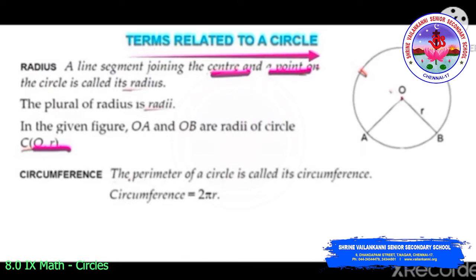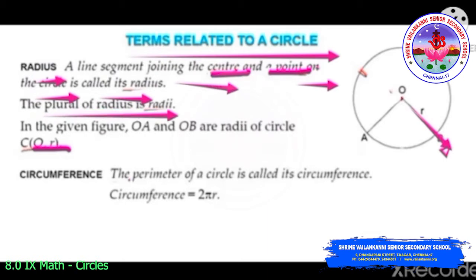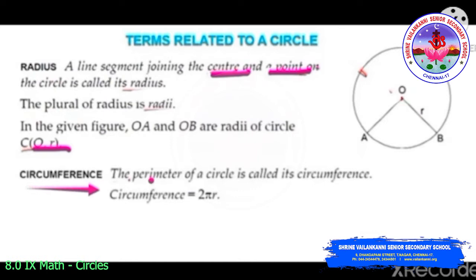Terms related to a circle. Radius: a line segment joining the center and a point on the circle is called its radius. The plural of radius is radii. In the given figure, OA and OB are the radii of the circle with center O and radius R. Circumference: the perimeter of a circle is called the circumference of the circle, where the formula for the circumference of a circle is 2 pi r.